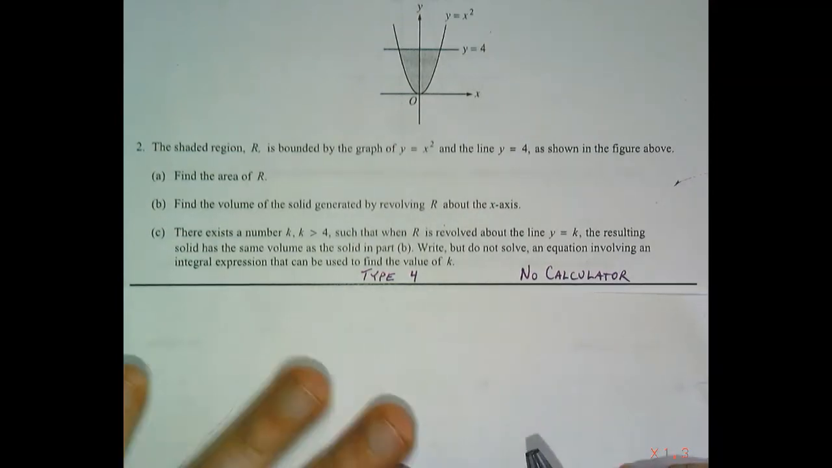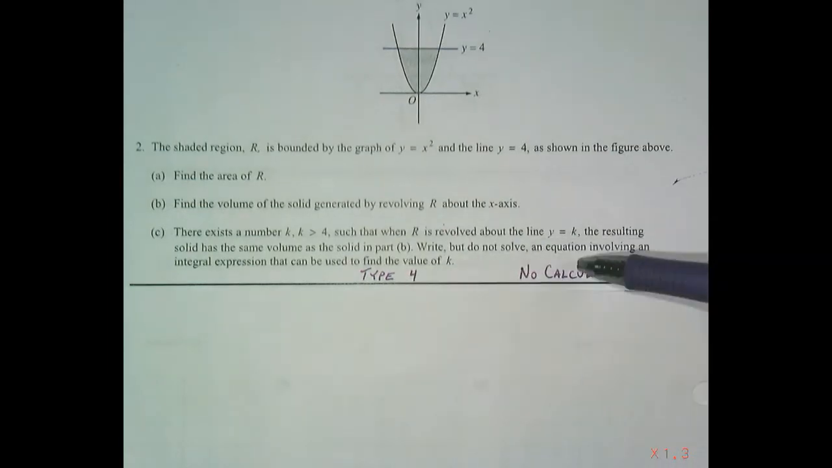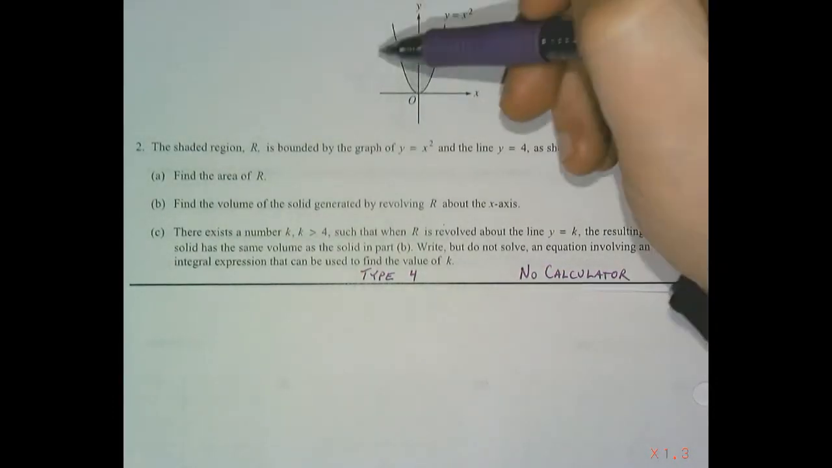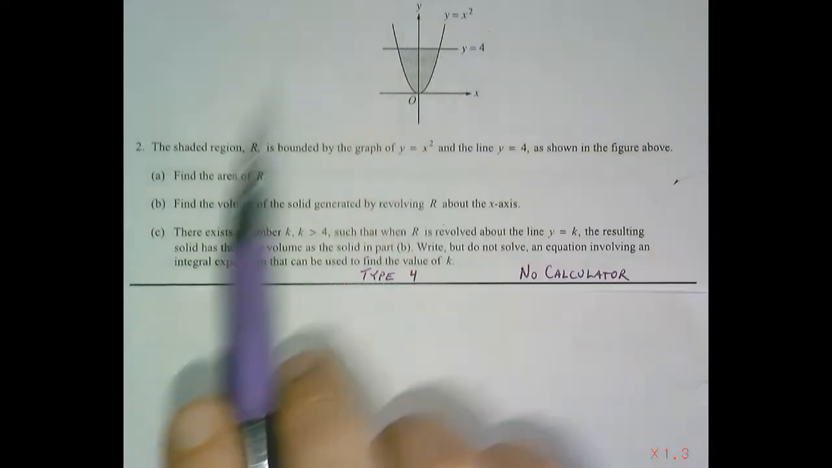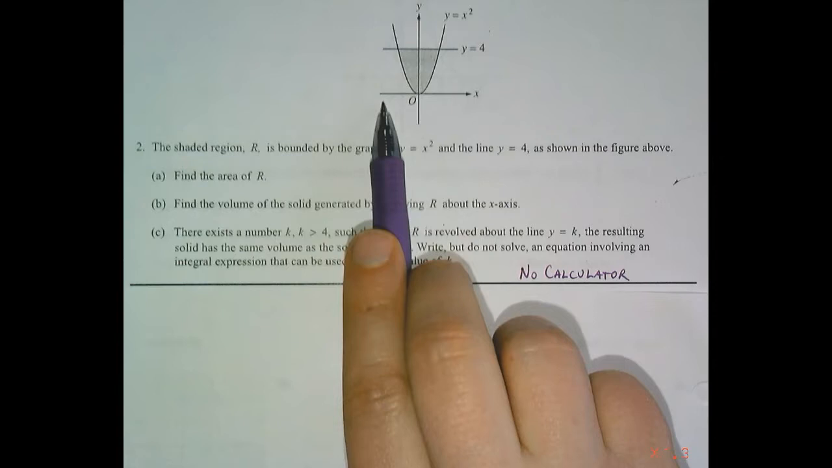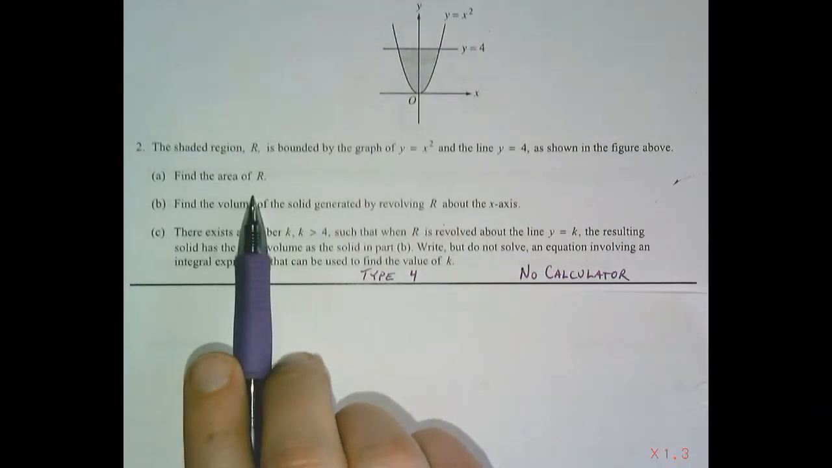All right, we have an area volume problem here. This is what I classify as type 4, and it fell on the 1999 test, the no calculator portion. The graph is y equals x squared, a parabola, and a horizontal line at y equals 4. The shaded region is bounded between those two things shown in the figure above. Classic problem, type 4. Part A, find the area of R.